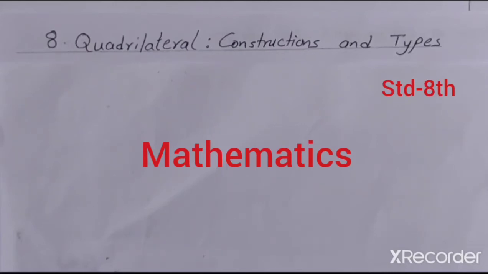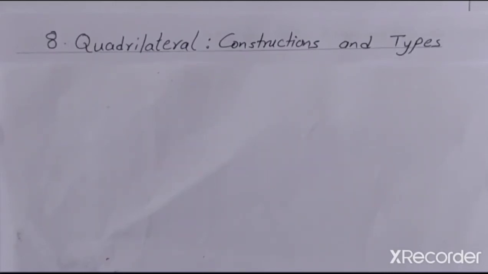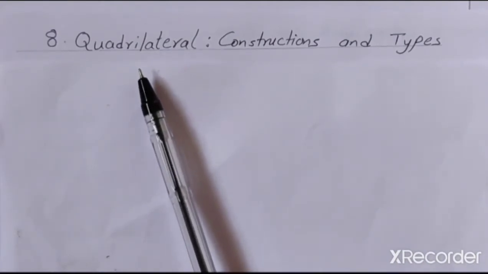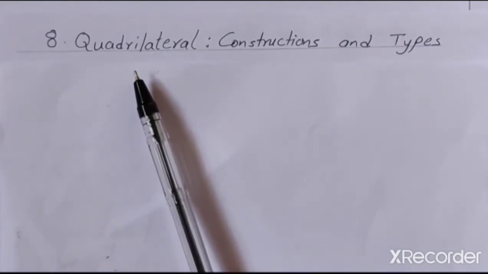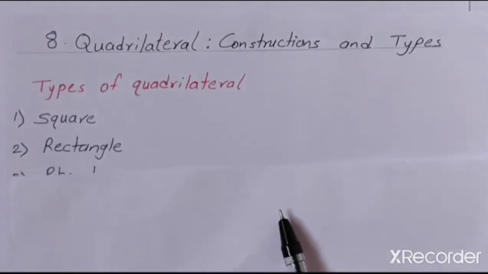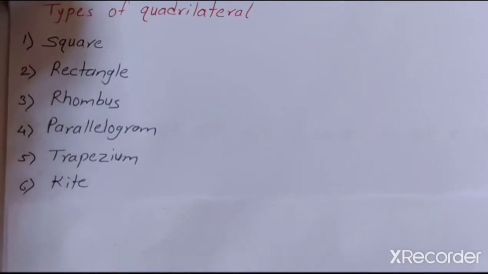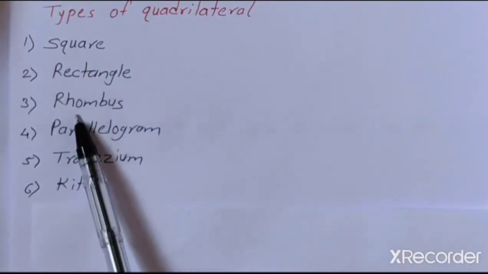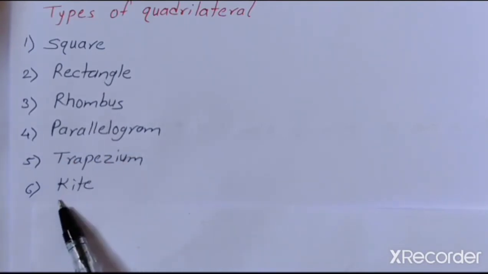Hello dear students. In the previous video we studied construction of quadrilaterals from standard 8th mathematics. In this video we will study types of quadrilaterals. So these are the main 6 types of quadrilaterals: square, rectangle, rhombus, parallelogram, trapezium and kite.